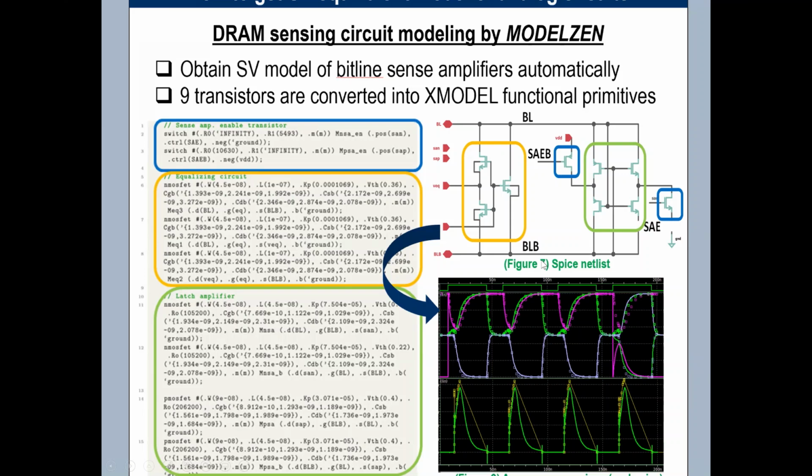The transistor and the circuit elements like a resistor and capacitor can be converted to primitives by a piecewise linear model using SPICE simulation results, which can be used in SystemVerilog. Here's the resulting converted netlist, and we also checked the accuracy compared to the HSPICE simulation. We can see the result shows excellent agreement in terms of voltage and current.